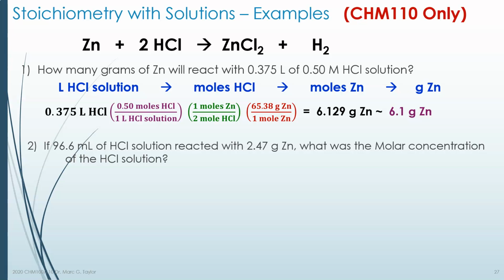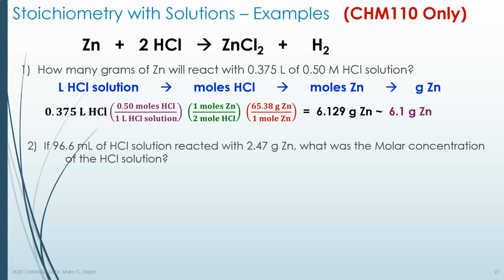Then we turn moles of HCl into moles of zinc using the balanced equation coefficients. And then once we have moles of zinc, we just multiply it by the molar mass to get grams of zinc. We end up calculating 6.10 grams of zinc. And that's pretty straightforward. It's exactly the same problem in reverse. Here's a different version of this problem.